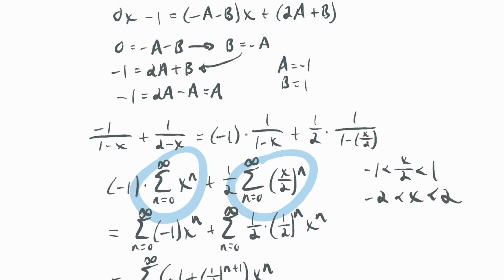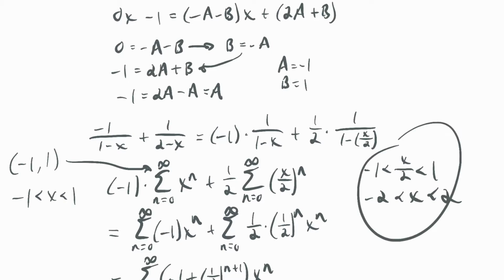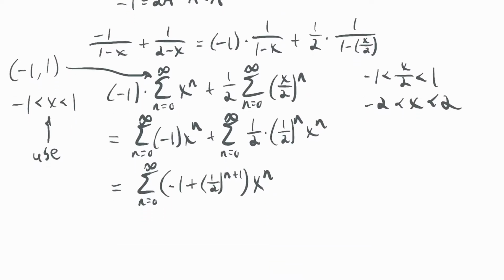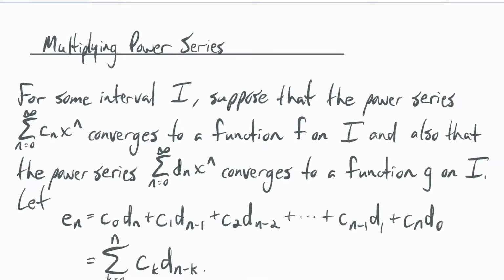This series converges between -1 and +1. And you always basically take the intersection of the two series, or in other words, whichever one is smaller. So this was -1 to 1, or in other words, -1 is less than x is less than 1. So this one is larger, so we're going to use this one. So the interval of convergence for this one is -1 to 1. What's next? Multiplying power series. So this gets fairly complicated.